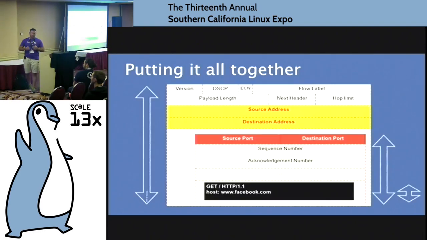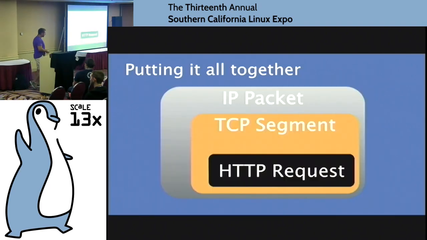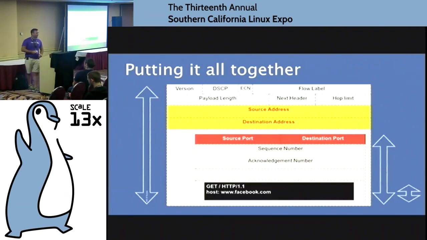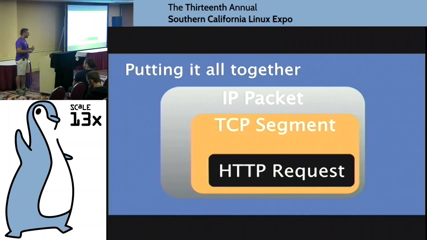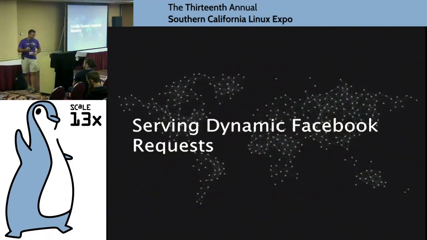When you're actually sending a request to Facebook, these are all different layers. You have your HTTP request, which is encapsulated inside of a TCP segment, which is encapsulated inside of an IP packet. Keep that in mind as we talk about these different load balancing techniques. Putting it all together, this is kind of hard to see and understand what's going on, so I'm going to generalize it and just show this throughout the rest of the talk to talk about the different layers that a request traverses.